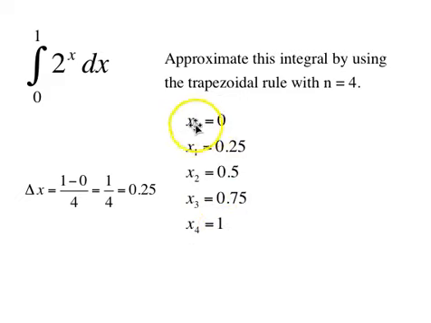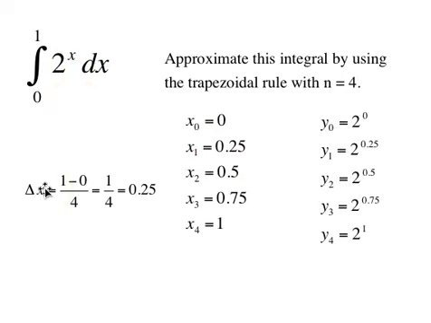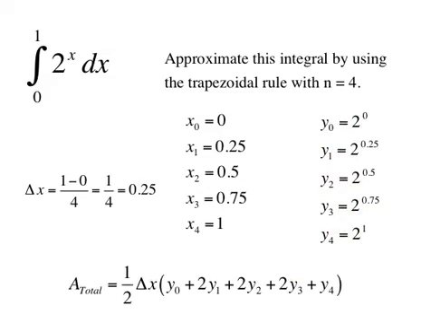These are the x values that are on our number line. Our y values are values of that function 2 to the x. So y sub 0 would be 2 to the 0. Y sub 1 would be 2 to the 0.25, etc. So those are all of the y values. So we want to use the trapezoidal rule, which is what? 1/2 change in x times y naught plus 2y1 plus 2y2 plus 2y3 plus 1 times y4. So here is our formula. So we're going to plug all those things in and see what we get.